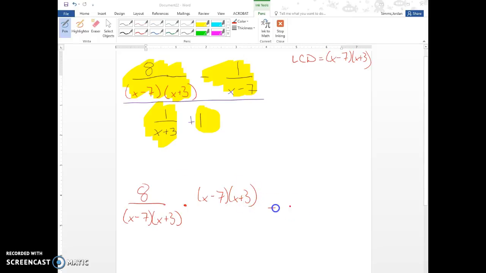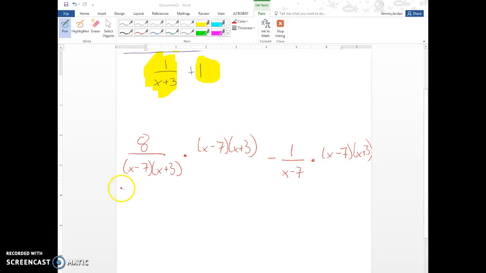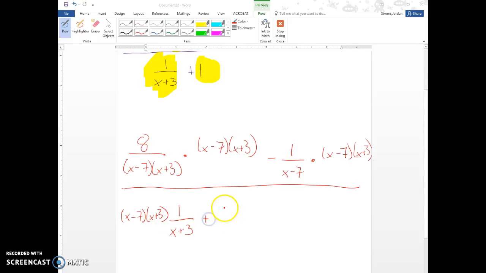Okay, that's my first term, minus 1 times the LCD, x plus 3, and then we'll do the denominator, the big denominator. I'll write these over here, like x minus 7, x plus 3, that's for this guy, and then we have plus 1 times x minus 7, x plus 3. Cool. So now that that's done, let's cancel some stuff.